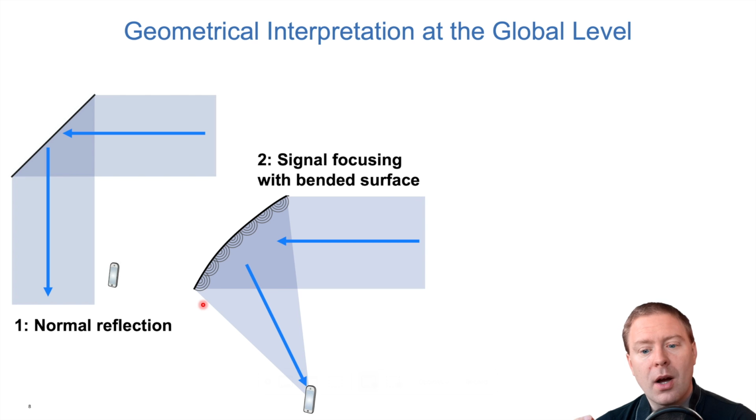So what we are then doing is that we bend the surface, but that is not very convenient to do. You can't bend a building, for example, just to reflect the signal towards a particular user location.